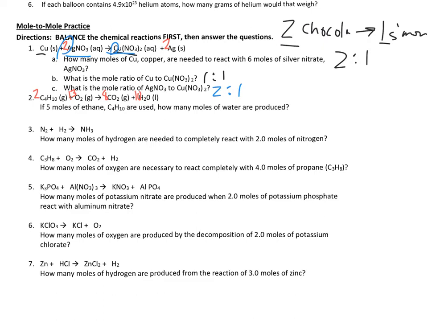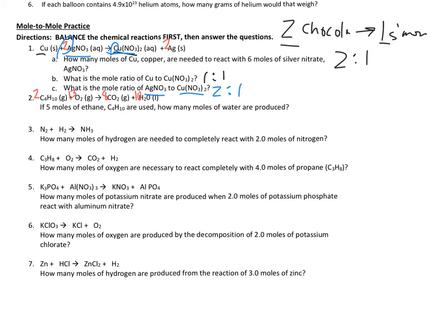So instead of using 1 mole equals 6.02 times 10 to the 23rd atoms, or 1 mole equals however many grams on the periodic table, now we're going to be using this new conversion factor: the coefficient of one is going to be equal to the coefficient of the other. For example, 2 AgNO3 is going to make 1 CuNO3. These are going to be our new conversion factors. So let's take a look at 1a.